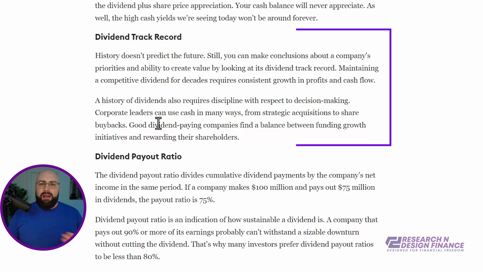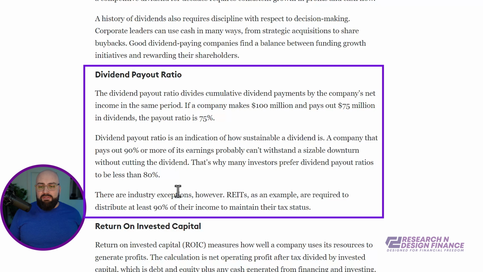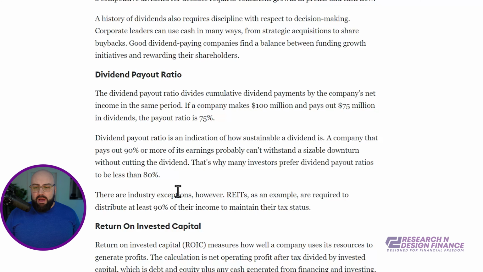The next one is what I talked about a minute ago, the payout ratio. This is nothing more than the cumulative dividend payments divided by a company's net income in the same period. So if a company makes 100 million and they pay out 75 million in dividends, the payout ratio is 75%. And before you ask, yes, you can have a payout ratio of over 100%, and I'll talk about that later.